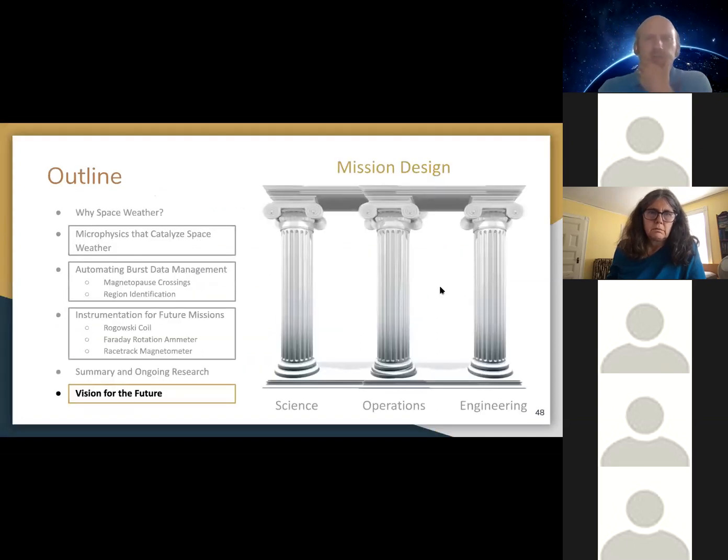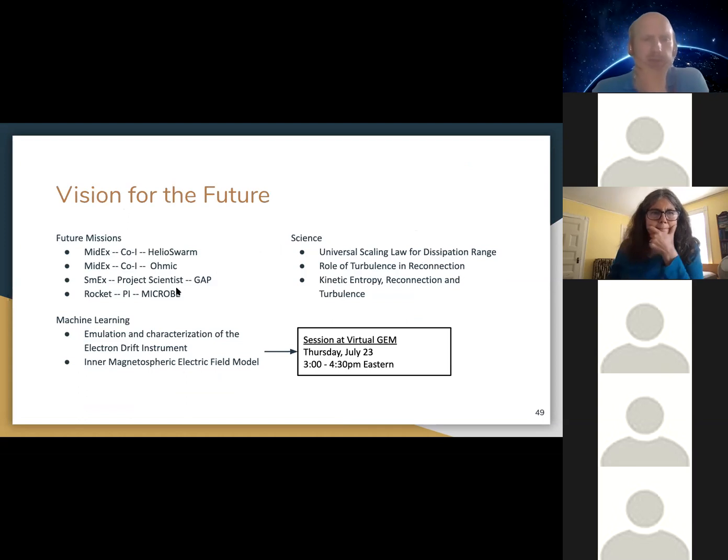And so my vision for the future, some immediate things that I'm a part of, there are two mid-X's that are currently under evaluation, Helioswarm and OMIC, that I'm a part of. I'm also a part of an up-and-coming SMEX mission and have a rocket mission of my own that I'm trying to push forward.